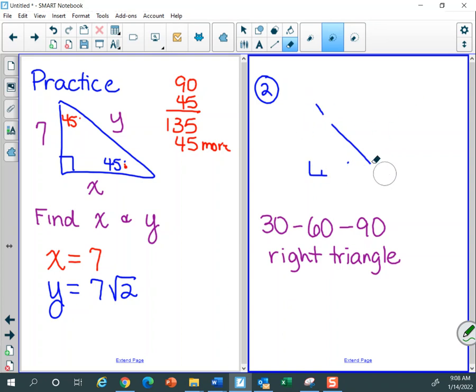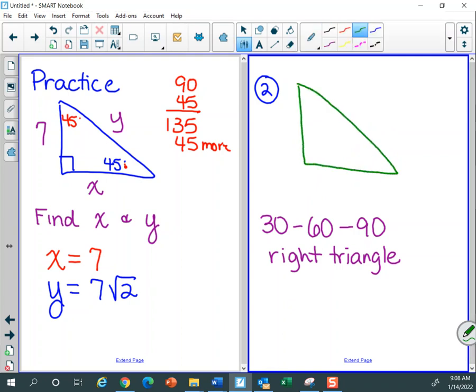I'm going to draw this again. My triangle's just kind of messy, so don't worry about it. You guys, this is fine. So, 30 up here, 60 down here, 90 here.